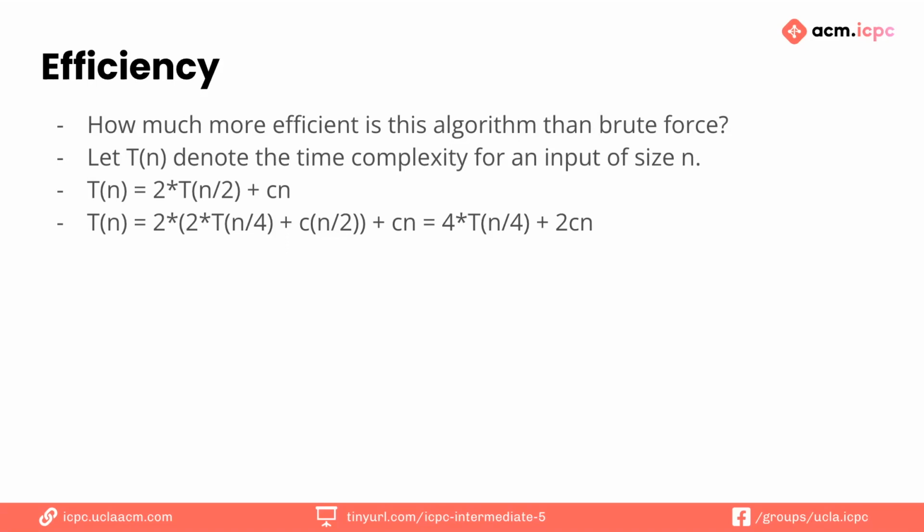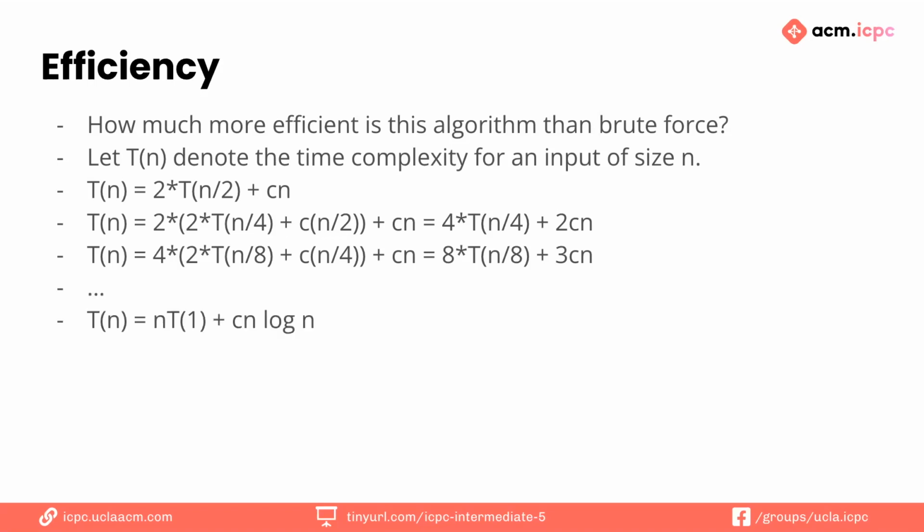And we see that T of n equals 4 times T of n over 4 plus 2 times Cn. And then we can just keep on repeating this. So we get T of n is equal to 8 times T of n over 8 plus 3 times Cn. And then if we keep on doing this all the way down, does anyone know what this would reduce to in the end?